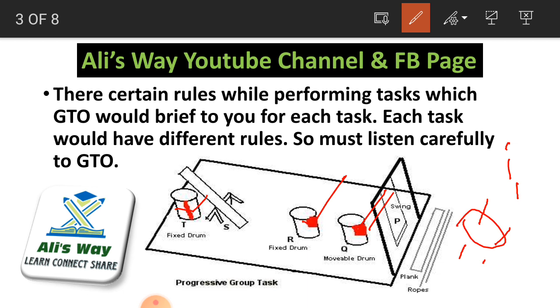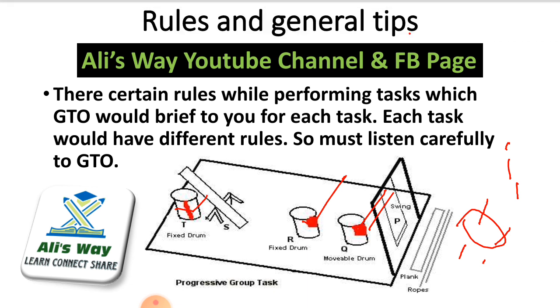So a general tip is to listen carefully to what the GTO is saying, what the GTO is briefing about the tasks, and act upon it. If you break any of the group rules, the GTO will ask you, for example, by your chest number, he will say, chest number 2, are you doing a foul? It means that you have broken a group rule. So try not to break group rules, and in these tasks you have to show cooperation with the group, your leadership qualities as well, and so on.